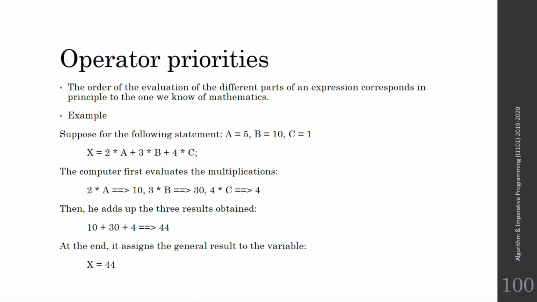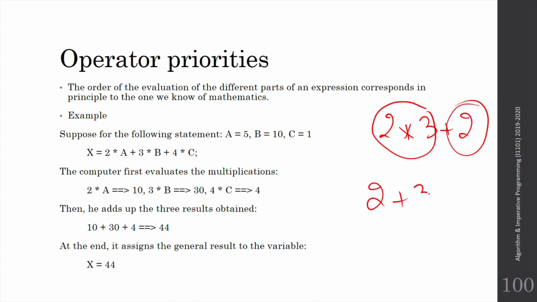So let's see now about the order of priorities. We know already in mathematics that if we have an expression like 2 multiplied by 3 plus 2, first we will evaluate the multiplication, and then we will add. Even if we have something like this, first we will evaluate the multiplication, and then we will evaluate the plus. So let's take an example, and then we'll see how operator priorities work in C.